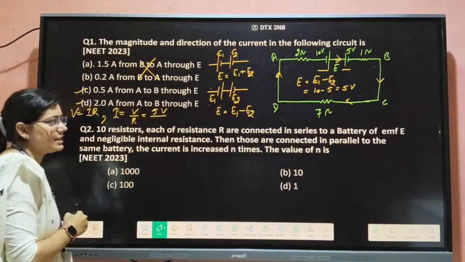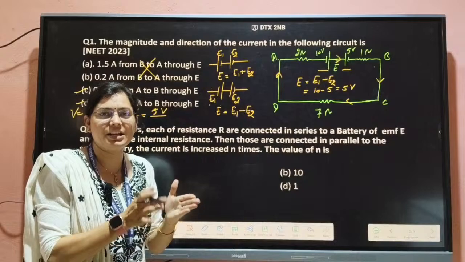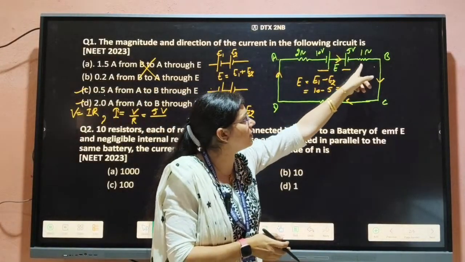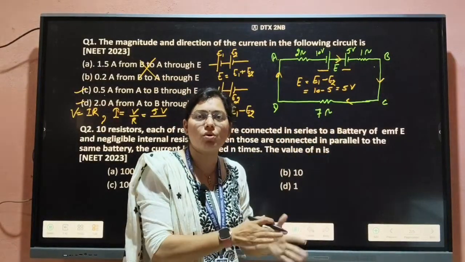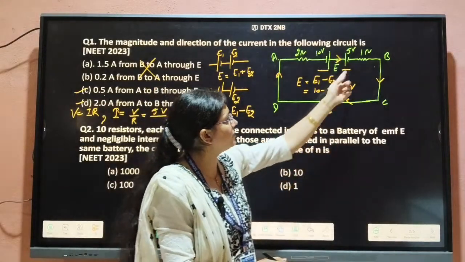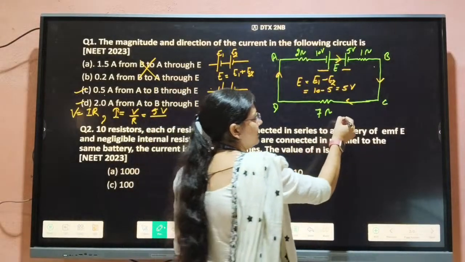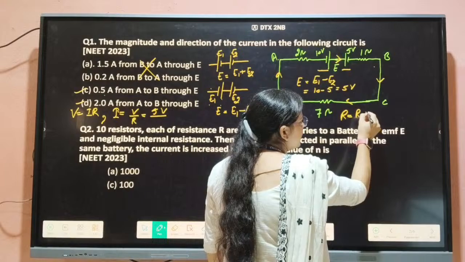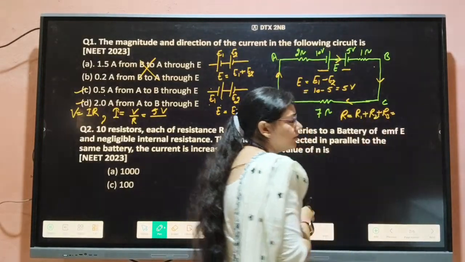Divide by the resistance. Here 3 resistances are given, so we have to find their equivalent resistance in our circuit: 1 ohm, 7 ohm, 2 ohm. First we will check whether these resistances are in series or parallel. Here all resistances are in series only. So the equivalent resistance in series is R1 plus R2 plus R3, up to the nth, like this one series will go on.